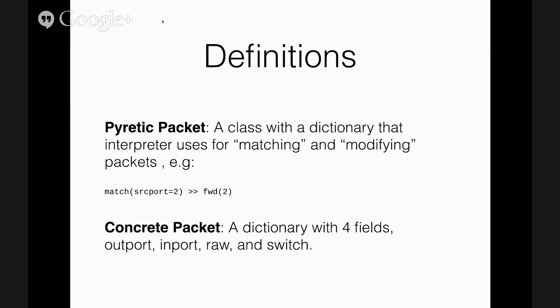So a pyretic packet is a class with a dictionary that the interpreter uses for matching and modifying packets. For example, when you write a match source port equals 2, the match is actually being run on a pyretic packet. A concrete packet is a packet that we receive from the pyretic backend. It has 4 fields: output, import.